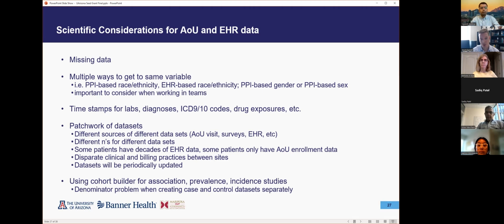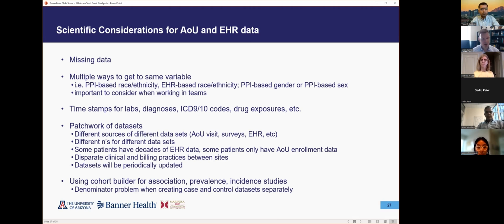There are timestamps for labs and diagnoses. If you're looking at drug exposure data, time is obviously an important factor. And again, this patchwork of data sets where different people have different levels of comprehensiveness of the amount of data that they have. Certainly there would be disparate clinical and billing practices between sites. And so your site may end up being an important control variable depending on what you're studying.